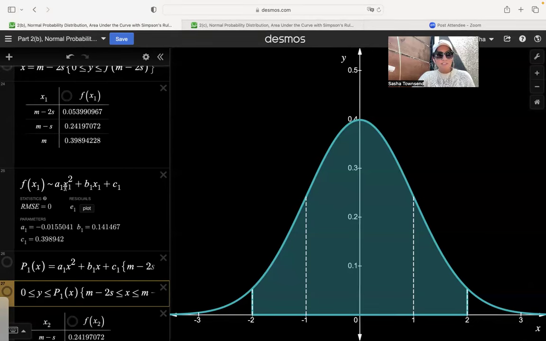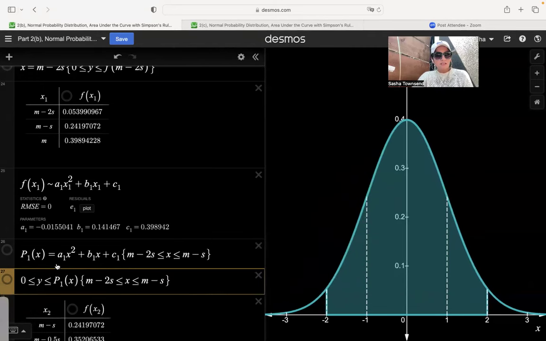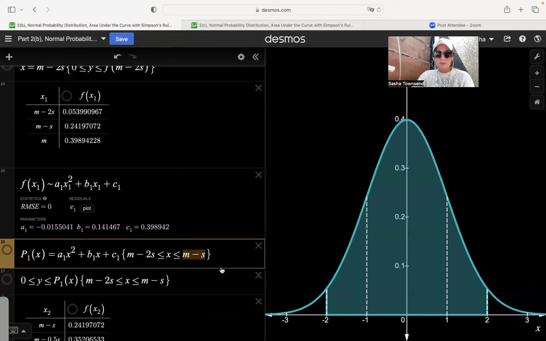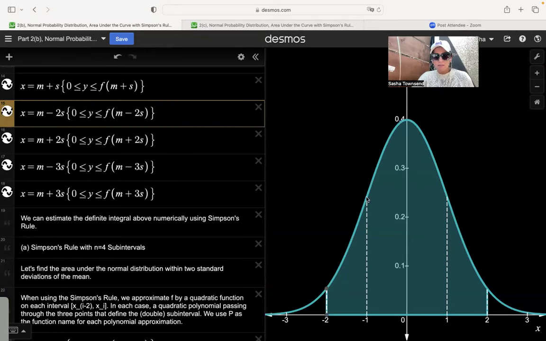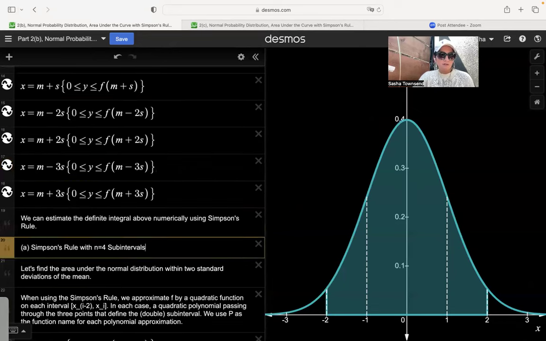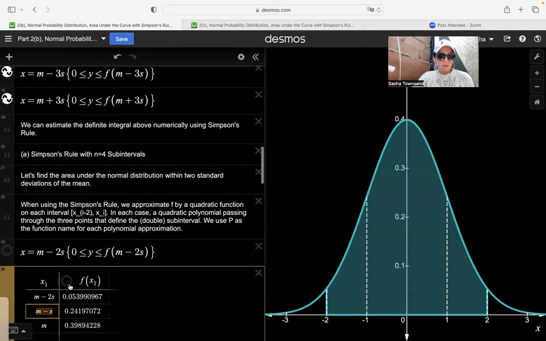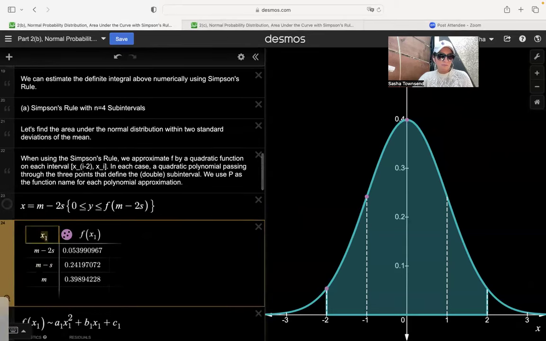And then I've called the coefficients a sub 1, b sub 1, and c sub 1 because I'm talking about that first polynomial. So I want to use this first polynomial on the interval from the mean minus 2 standard deviations to the mean itself. So I'm going to use these 3 points, that point, and that point, and actually we should have graphed them. So you see those purple points there?